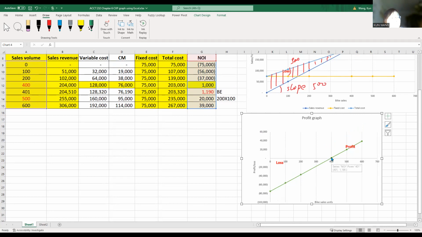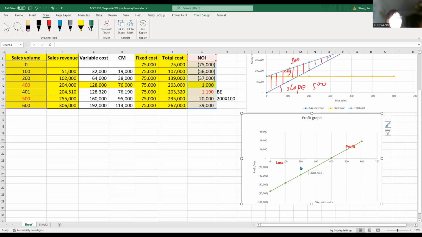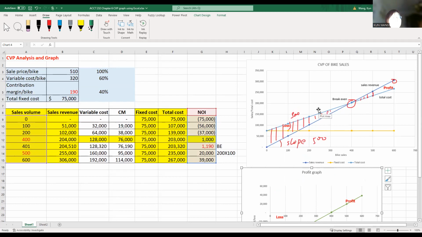So 400 is the break-even point: below that is a loss, and above that is a profit. This one, you can do both, depending on the purpose. This one focuses more on the profit or loss regions, and this is the overall CVP situation.